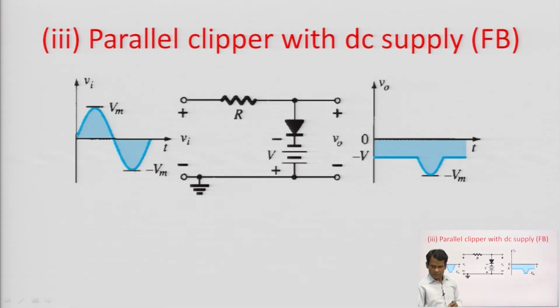And here same circuit is here, and here the diode is forward bias with this bias voltage V, and in this case when input is greater than V, then the diode becomes forward bias and the output waveform will be like this. So this means there are 3 circuits which are called positive clipper.